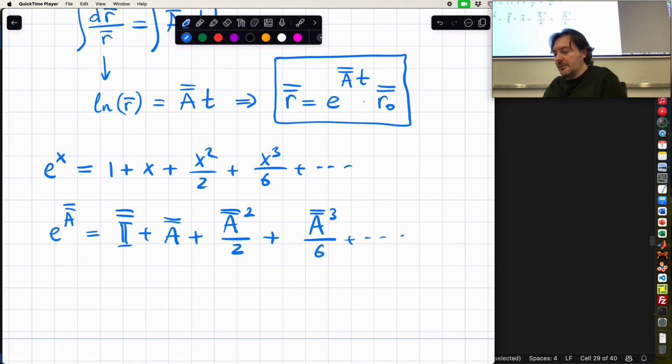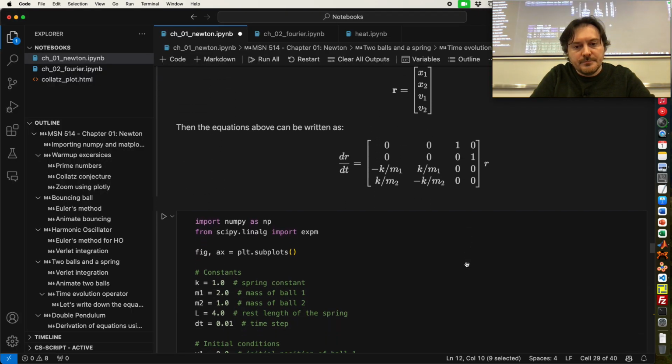It goes on forever. Now, how do you cube a matrix? You just multiply the matrix by itself 3 times. Okay? Is everything clear here? Yes? So it's yet another way of solving the same problem that we have just solved with the Verlet algorithm. Now we are solving it using the time evolution operator.